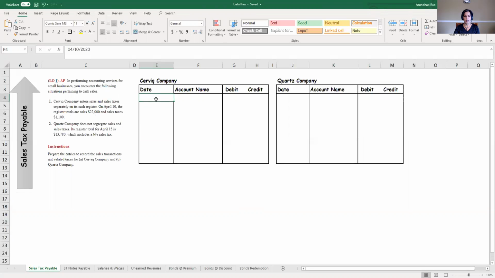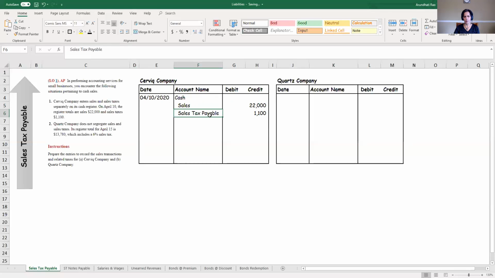So let's do our journal entries over here. To start with, on the date of the sale, on April 10th, they're going to record that they collected cash. We'll get to how much cash they collected. How much of it was sales? They've told you the sales is $22,000, so sales credit $22,000. They're also telling you they collected another $1,100. This money is not theirs, so they will correctly credit sales tax payable.